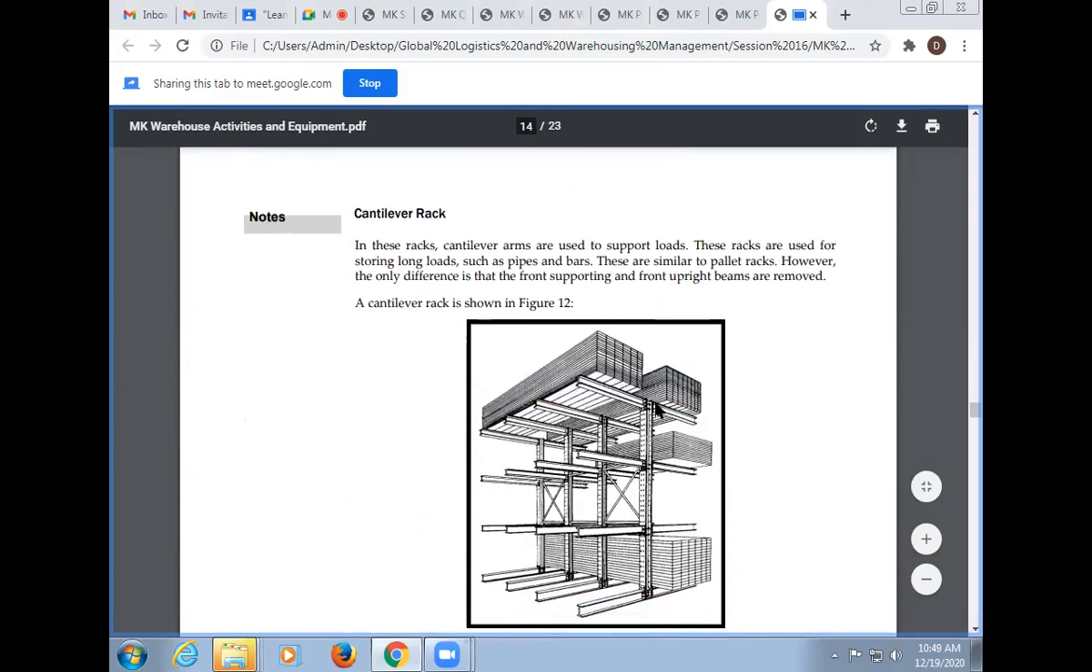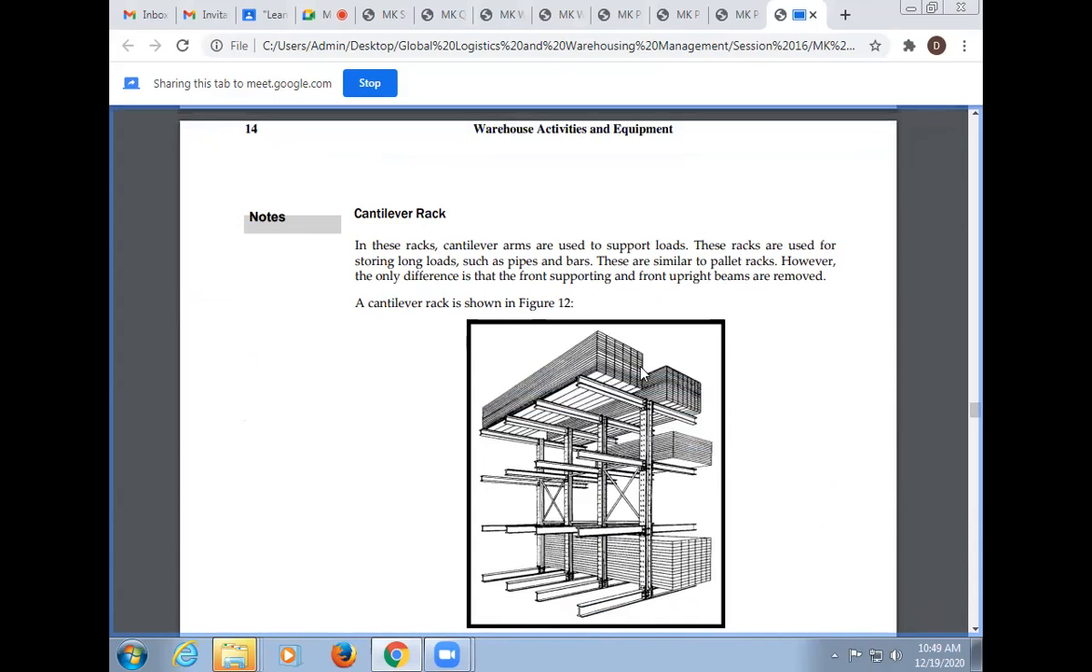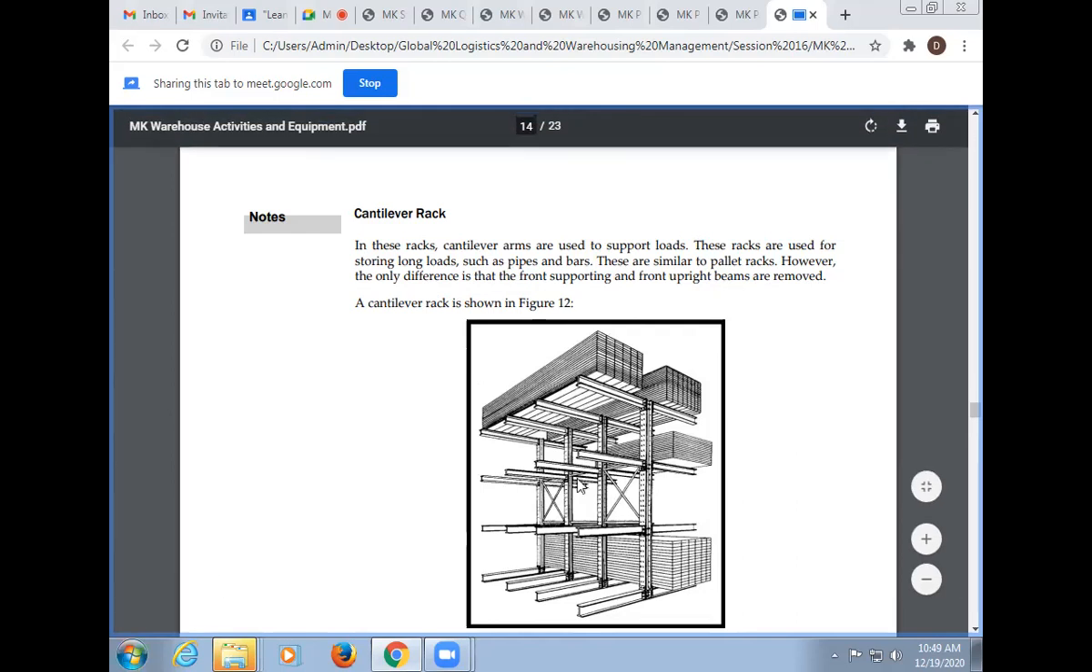Cantilever rack. Cantilevers are made there and items are put there. In these racks, cantilever arms are used to support the loads. These racks are used for storing long rods such as pipes and bars. These are similar to the pallet racks. However, the only difference is that the front supporting and front upright beams are removed.